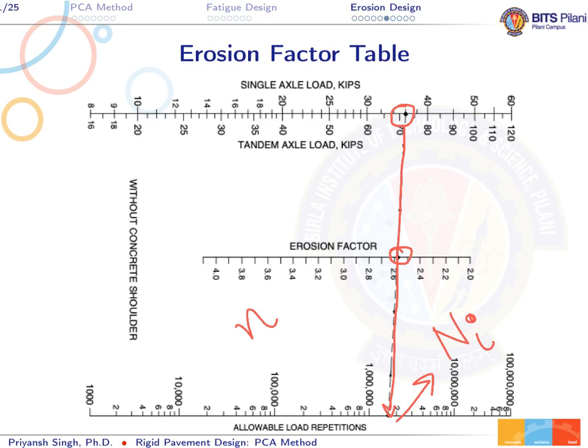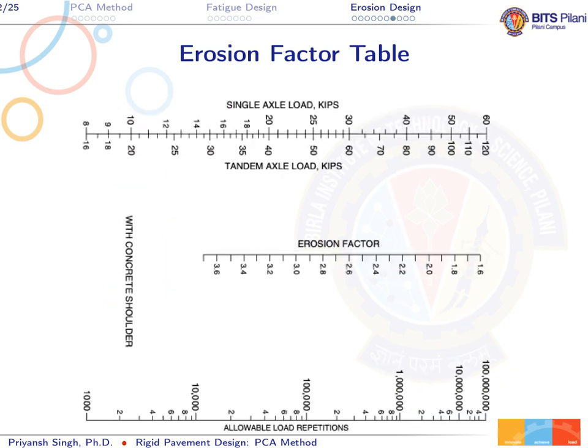Using this small ni and capital Ni, you can estimate the damage factor for that class of vehicle. So here in this case, if you have a single axle, you need to use this upper scale, and if you are having a tandem axle load, then you have to use this lower scale. These are the allowable numbers of passes when your pavement slab doesn't have any concrete shoulders. A similar nomogram we have for the case when we have a concrete shoulder.